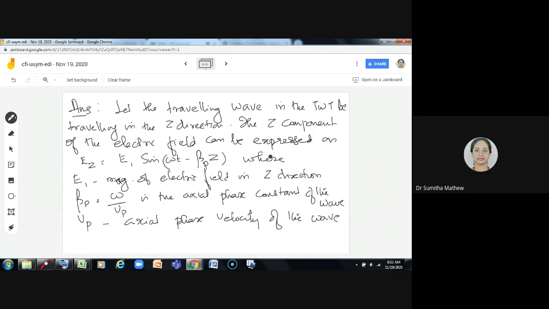wave. So what are the things which are given? We assume that the wave is traveling in the Z direction. The Z component of the electric field is expressed as Ez is equal to E1 into the phase angle term, that is sine (omega t minus beta p into Z), where beta p is the phase constant given by angular frequency omega by phase velocity Vp, the axial phase velocity of the wave. E1 is the magnitude of the electric field in the Z direction. These are the initial things which we assume.